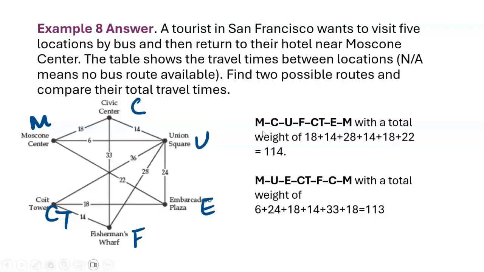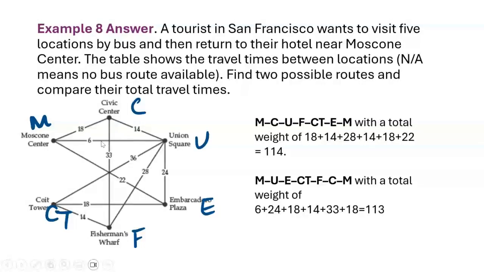And so one possible way to travel would be starting at Moscone, then Civic Center, then Union Square, then Fisherman's Wharf, Coit Tower, Embarcadero, and ending at Moscone. Remember that the tourist has a hotel that is near there, so he wants to start and end exactly in that place. When I did the sum of the weights to find the total travel time, I added all of the numbers and it gave me 114. So that's one possible route.